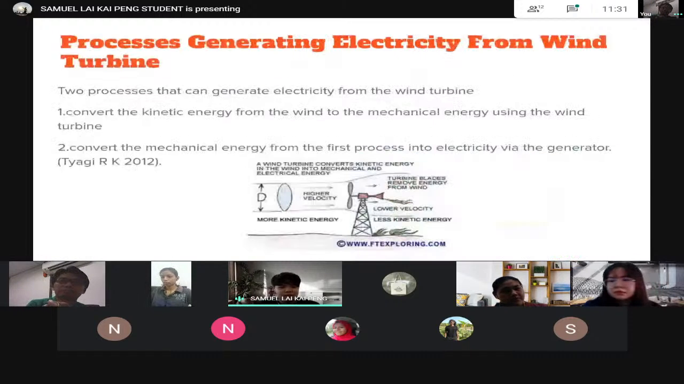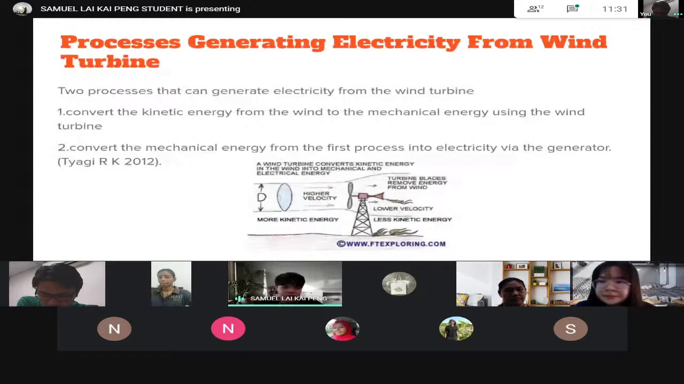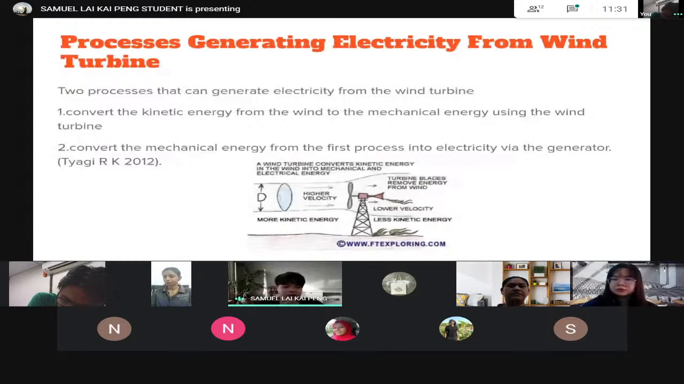Let's talk about the process of generating electricity from the wind turbine. We have two processes by which we can generate electricity from the wind turbine. So the first process is to convert the kinetic energy from the wind to mechanical energy using the wind turbine. And then the second process is to convert the mechanical energy from the first process into electricity via the generator.